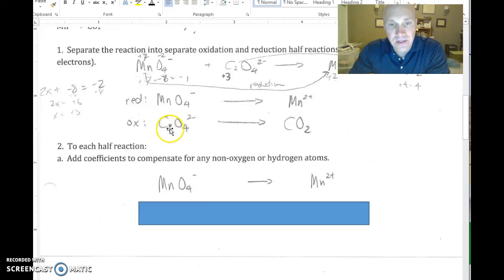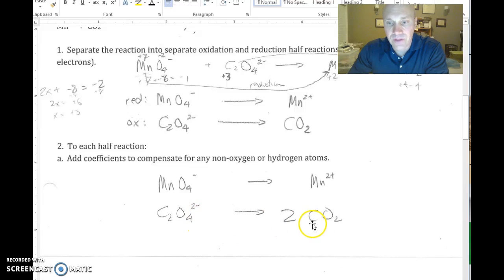But if you take a look at the oxidation, we've got 2 carbons here, but we only have 1 carbon right here. So what we're going to have to do is add a 2 coefficient so that we have the same number of carbons on both sides. That's what we've done here. You might notice we don't have the same number of oxygens on both sides, but we're not going to worry about that. We're going to take care of that in the next step.